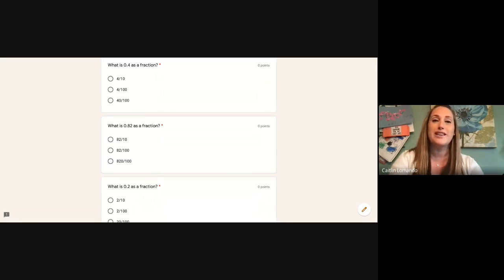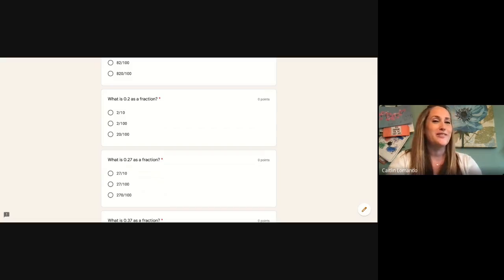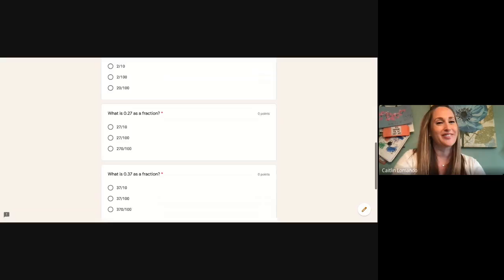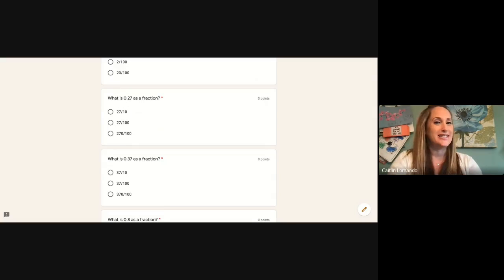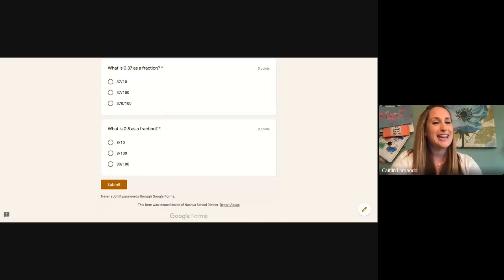So our first one, what is 4 tenths as a fraction? Next one, what is 82 hundredths as a fraction? Next one, what is 2 tenths as a fraction? Next one, what is 27 hundredths as a fraction? Next one, what is 37 hundredths as a fraction? And our last one, what is 8 tenths as a fraction?